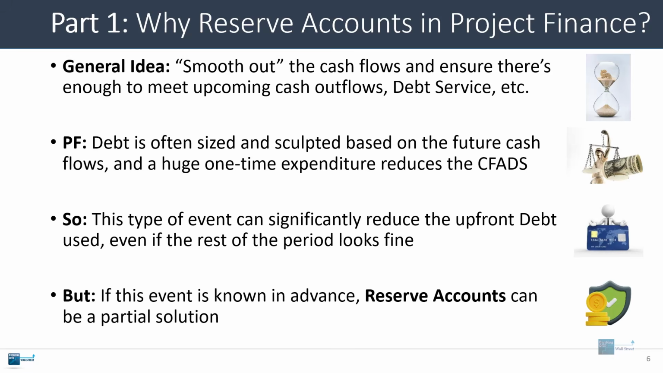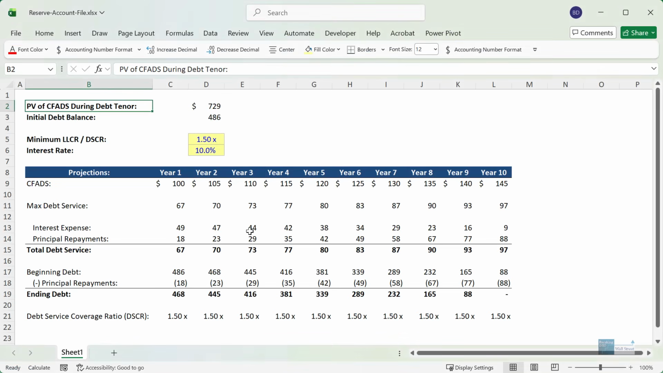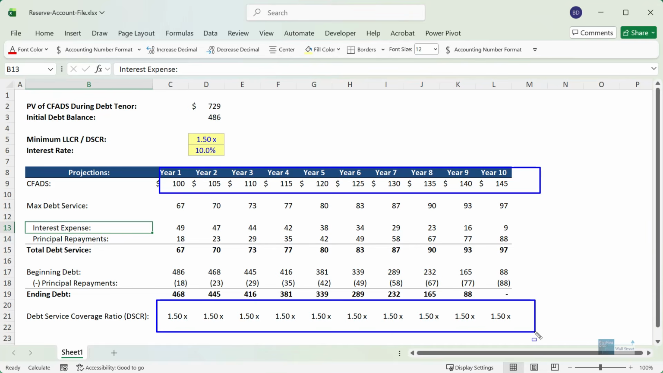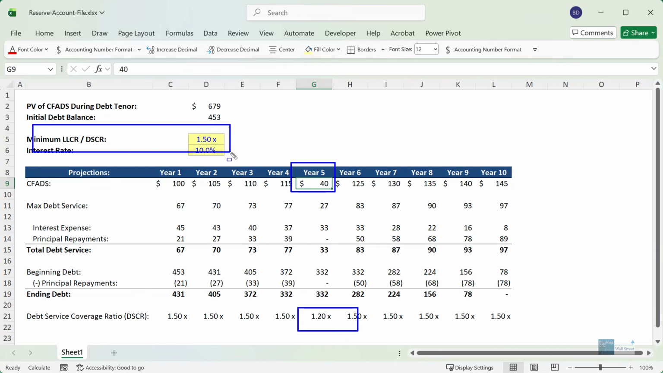But if you know about it in advance or have an idea about it in advance, reserve accounts can be a partial solution. So for example, let's look at this file where the cash flow available for debt service simply rises by 5 per year. The debt service coverage ratio stays at this fixed 1.5x in every single year. Now, if I go to year 5 and say that suddenly we have an $80 million expense or cash outflow here that reduces the cash flow available for debt service, it falls to 40 in this period, and then the debt service coverage ratio falls to 1.2x. This is a problem because the minimum debt service coverage ratio here is actually 1.5x.